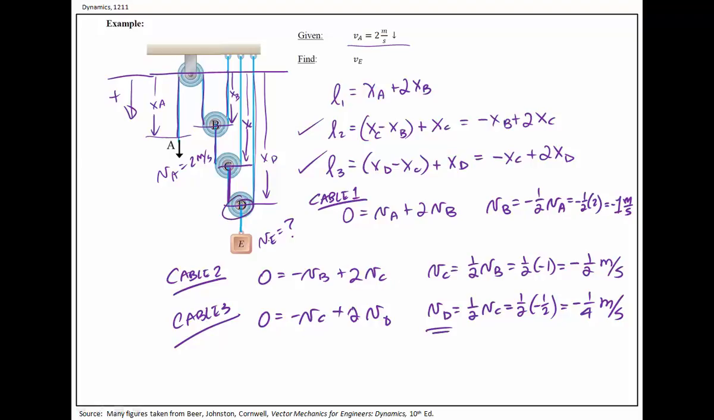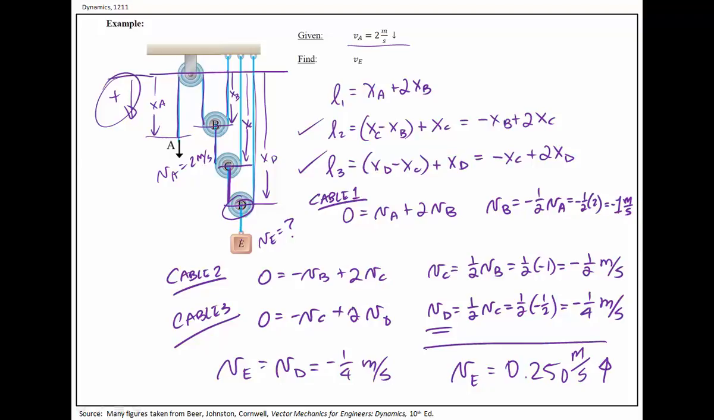And we happen to know that the velocity of E has to equal the velocity of D. There's nothing that could stop it from doing it. And that's negative 1/4 meter per second. So we want to give the answer, though, with an arrow. And we happen to know that negative is upward for our datum here. So we could say that it's 0.25, right? Let's make it 3 sig figs, 0.250 meters per second up, and that's the answer.